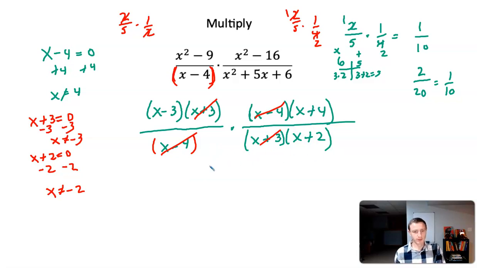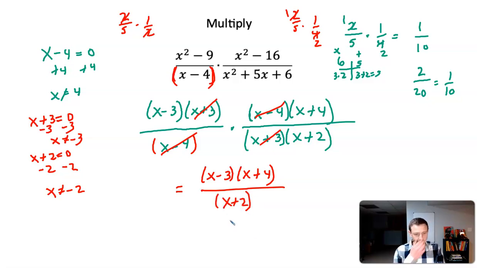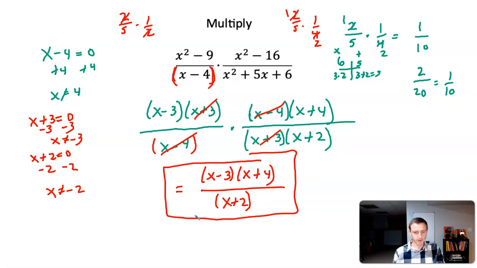No, I don't. So now it's just an exercise of multiplying across the top, multiplying across the bottom. So on the top, I have x minus 3 times x plus 4, divided by x plus 2. And you could leave it like that or put the parentheses. It doesn't matter. But then that would be our answer. We can't do anything else. Don't multiply this all out. Just leave it like this. And that's it. Nothing else cancels. Nothing else to do there.